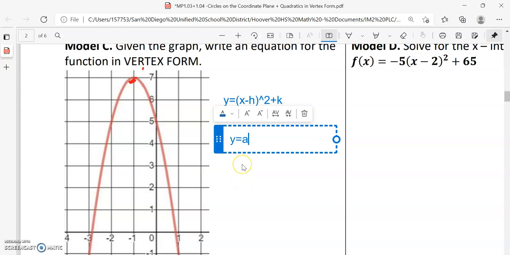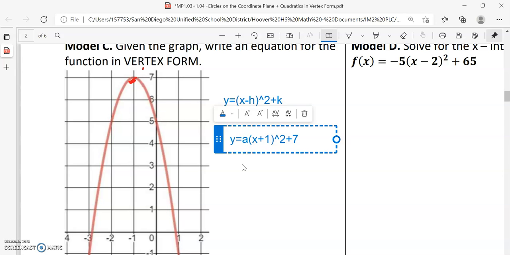Oh, I forgot my a. A's up front. (x minus h). So our h is -1, so we put a -1 here. Squared plus k. K goes up to 7. That stays the same number. Minus minus becomes a positive.